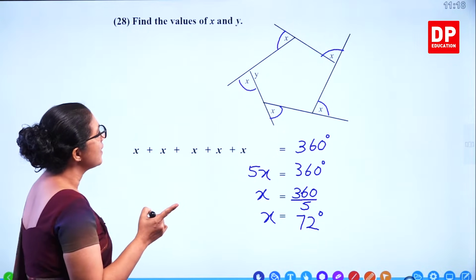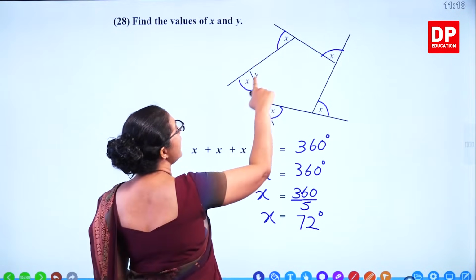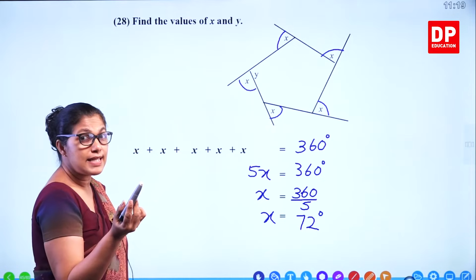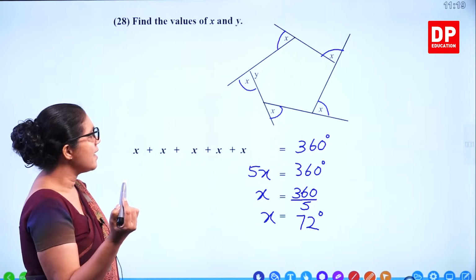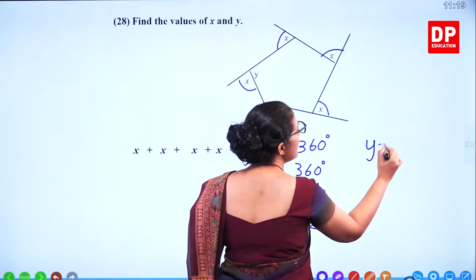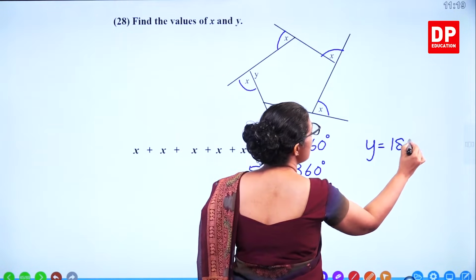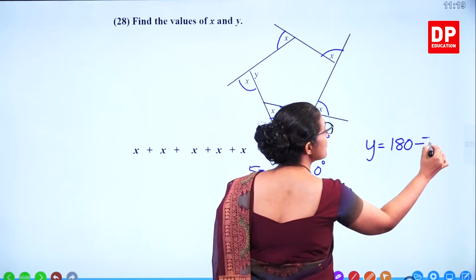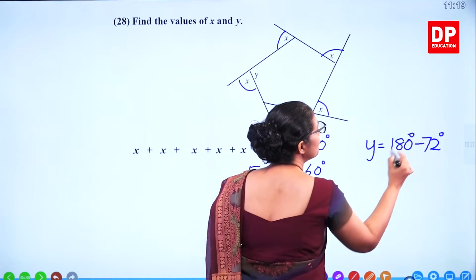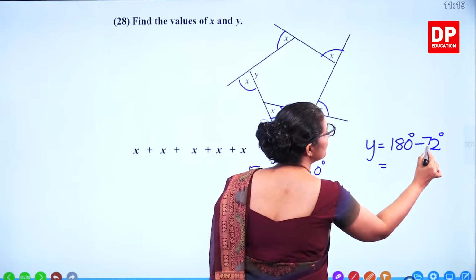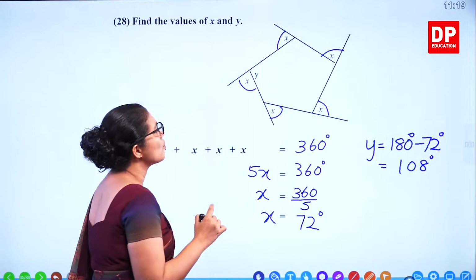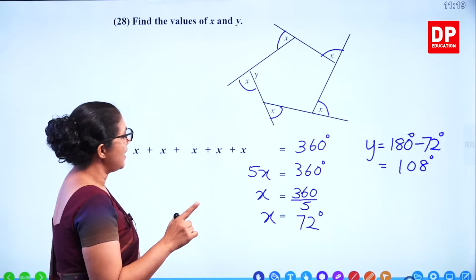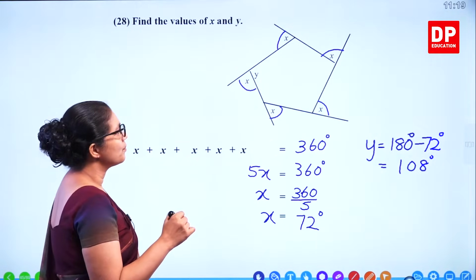And what's y? We know that x and y become 180. Exterior angle plus interior angle is 180. So what's y? 180 minus the x value, 72. 108 degrees. So y is 108 and x equals 72.